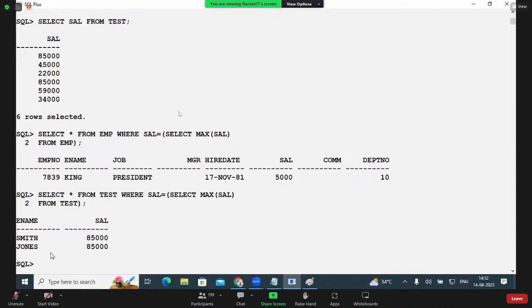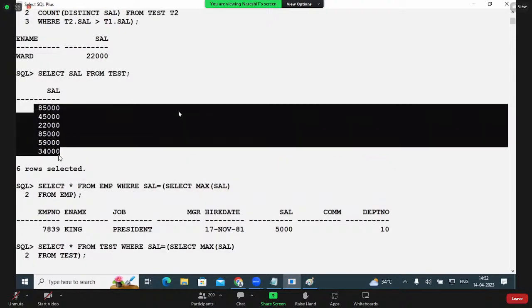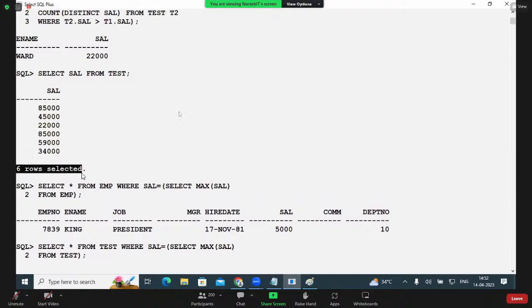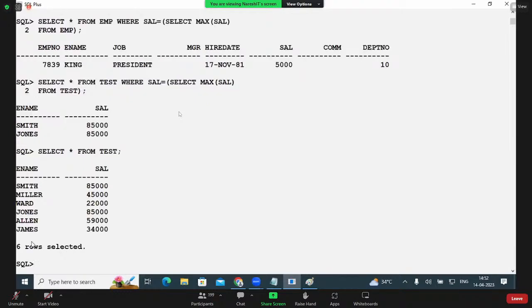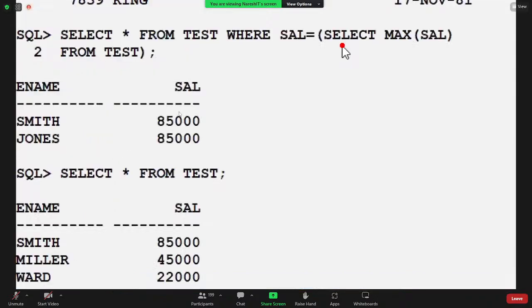But in these 2, I said non-correlated subqueries are performance-wise much better compared to correlated ones. So now let's see how it is served. In my table, how many values are there? 6. Okay, in my table, what is the table? Test. In my table, how many rows? 6 rows. It means what happens.